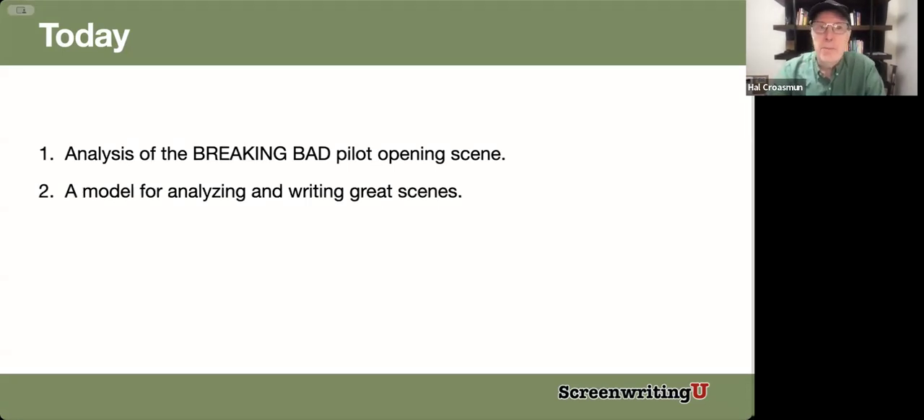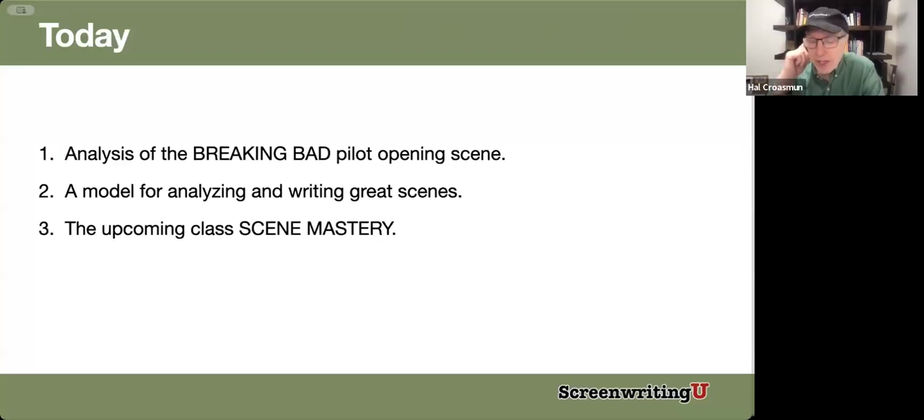We will look at a model for analyzing and writing great scenes so that you have at least a version of that. And then we'll talk about the upcoming class, Scene Mastery, for those of you who would like to be able to have or create the kind of impression that Vince Gilligan, the writer of Breaking Bad, created when people read that scene. And I was one of those people early on. I had a chance to see it before it came out.